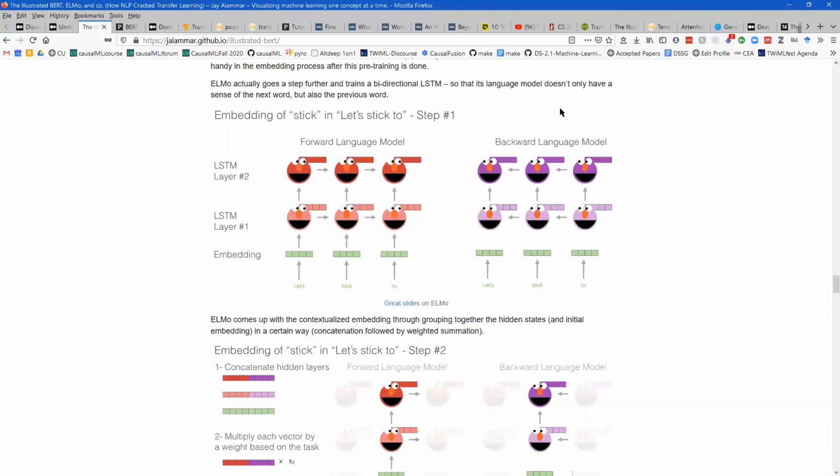So question, what is meant by a backward language model? Does that mean right to left? So that means you give a sentence and you want to predict the word that came before the first word? I believe they train it by giving it sentences in reverse. So instead of feeding it let's stick to, you would feed it to stick let's. Okay, so it's just completely backwards.